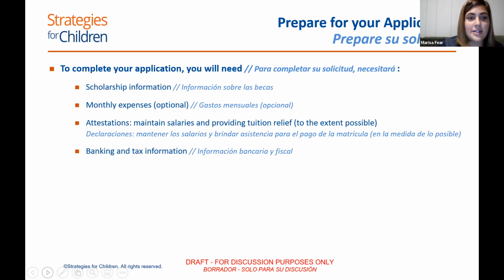And then the final two sections are attestations and banking and tax information. For the attestation section, it starts from the top by explaining what these funds can be used for, and we'll go into that in a few minutes. And then there are three attestations at the bottom. The first is to follow COVID-19 regulations and policies in your local context, to maintain salaries for the staff during the grant period, and then finally to provide tuition relief to families to the extent possible. And to the extent possible is the key term there.